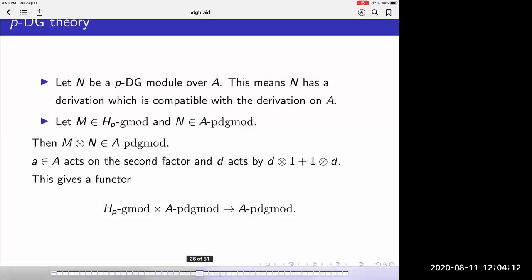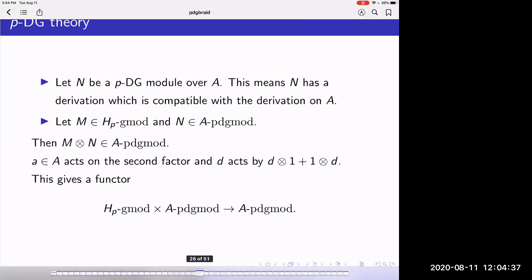But I should note there's some abusive notation here. D in the first tensor factor corresponds to D in the algebra HP, where D in the second tensor factor corresponds to the derivation D in our PDG module. So the fact that you could tensor M and N together to get another PDG module gives us a functor from HPG mod cross APDG mod to APDG mod.